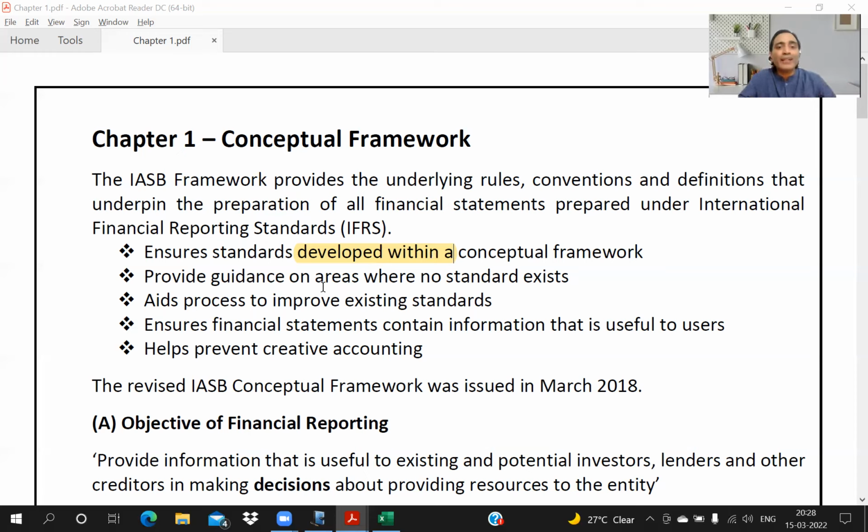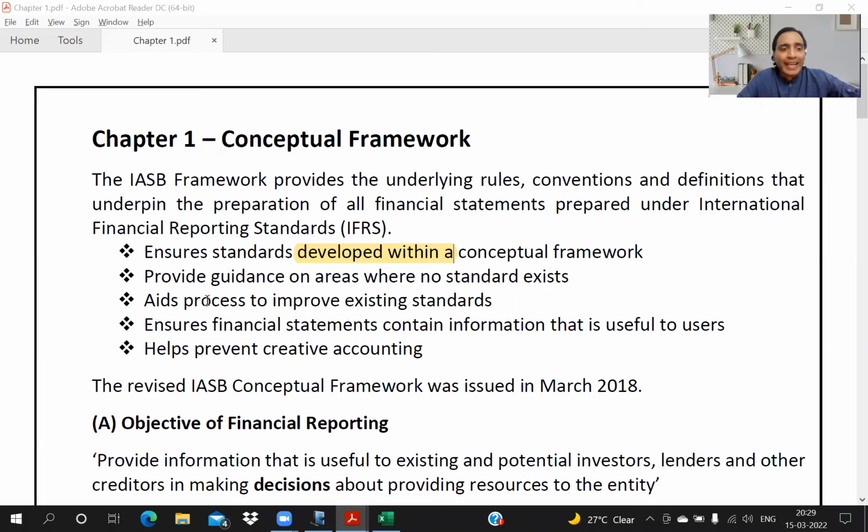The second important role of the framework is to provide guidance on areas where there are no existing standards. Example, can you guess some area where there is no guidance yet with respect to accounting standards? One thing that I can think of is cryptocurrencies. People are still figuring out what these cryptocurrencies are, what Bitcoin is, and how we treat this. All of us have a basic understanding of what cryptocurrencies are, but how do we account for them? Is this an asset? Is that a liability? Is this a current asset? Is it an NCA? Should we show it as cash or as inventory? In such cases where there is no guidance, the framework will come and protect us.